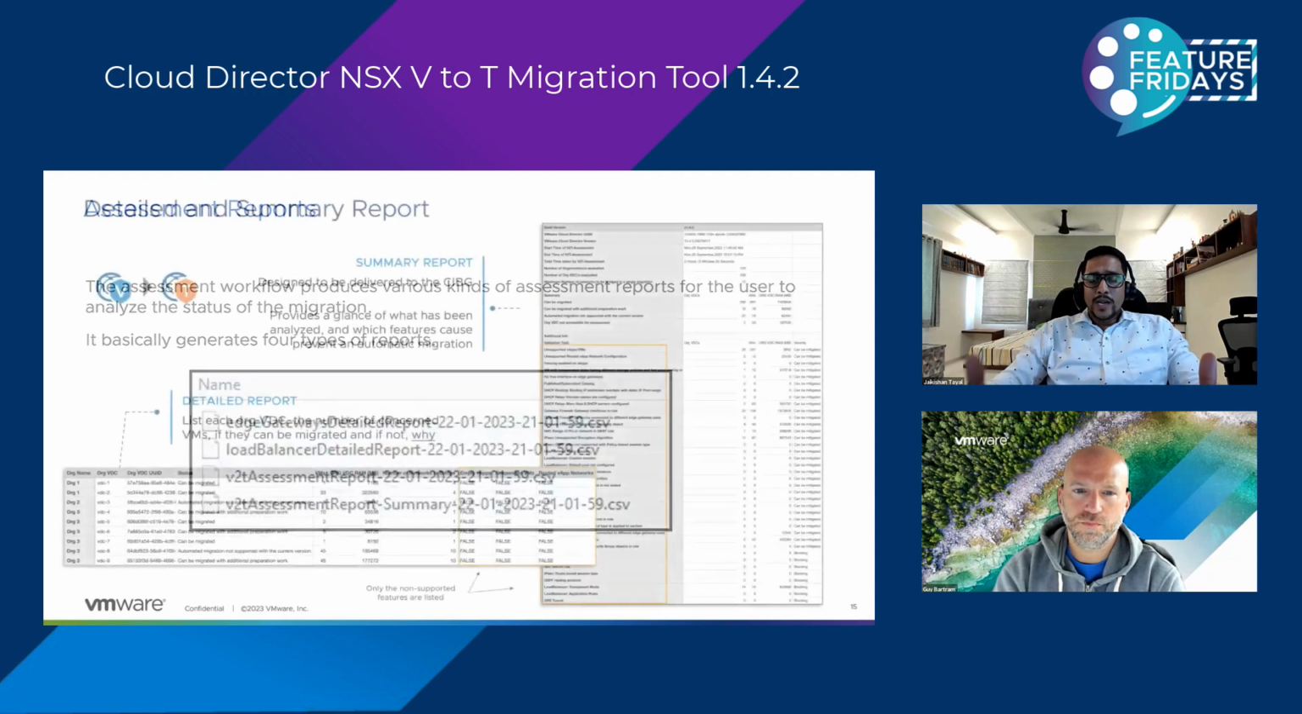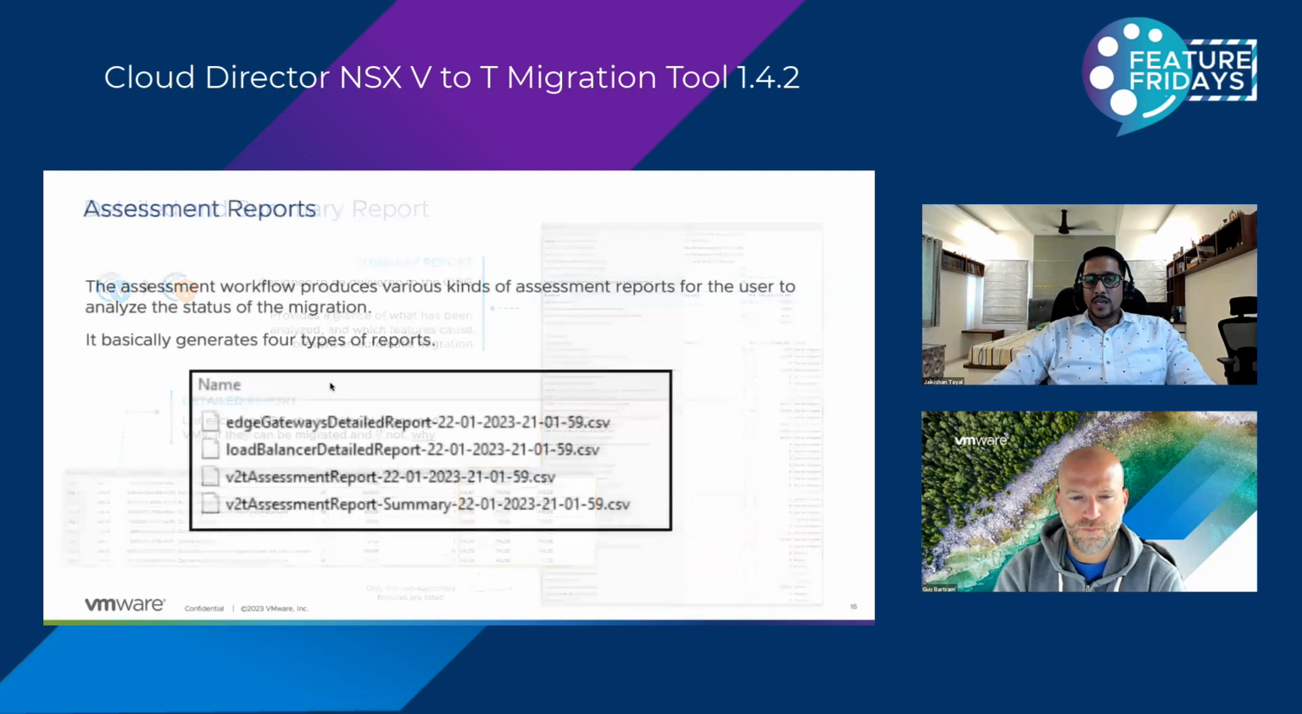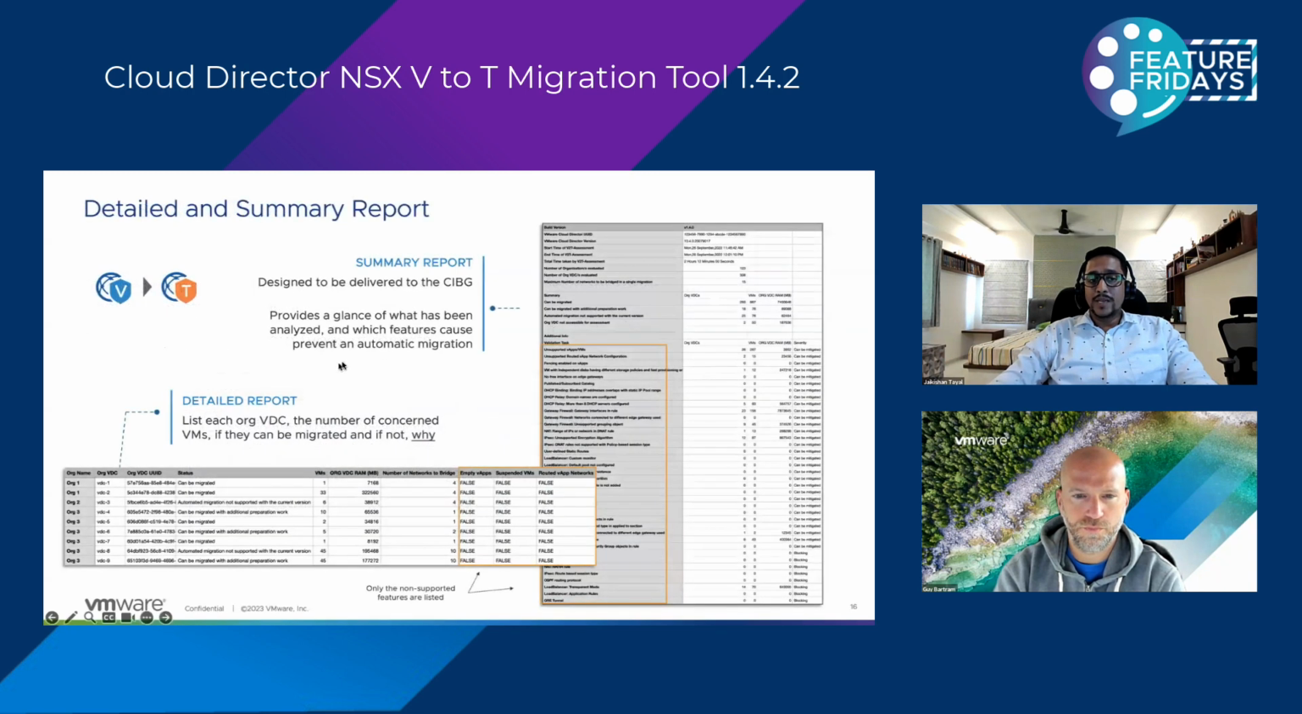Now, what do you get in the assessment? For example, the first 2 are very clear. The first one gives you all the gateway details. Second one gives you all the load balancer details. The more important reports are the summary report and the detailed report.